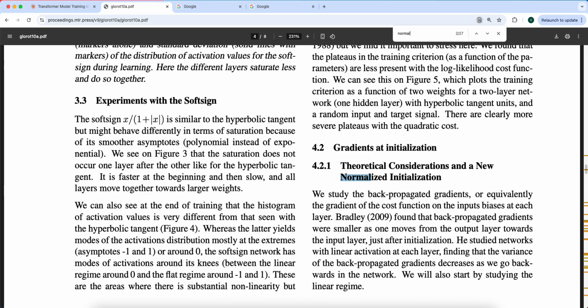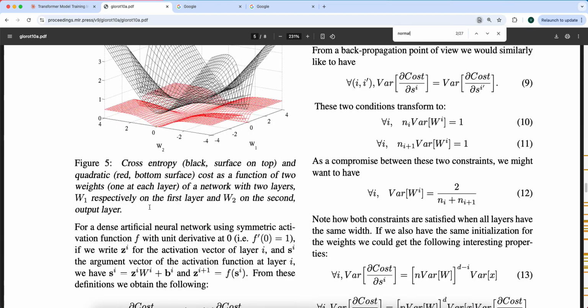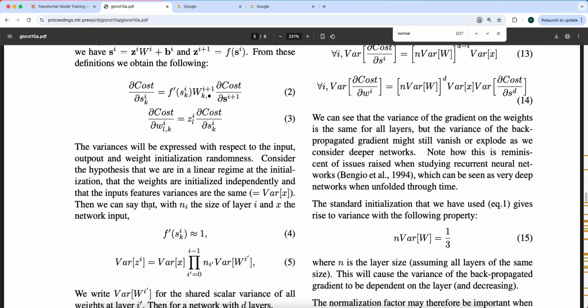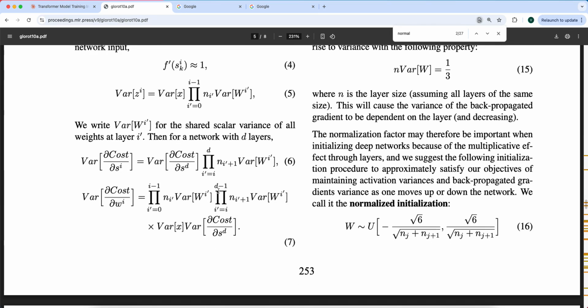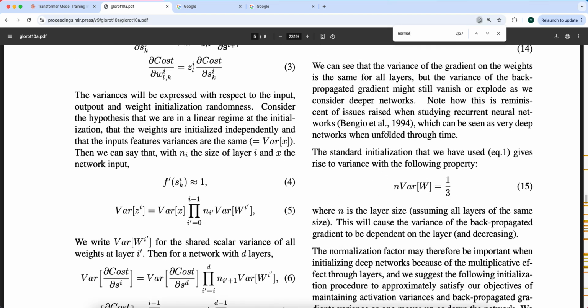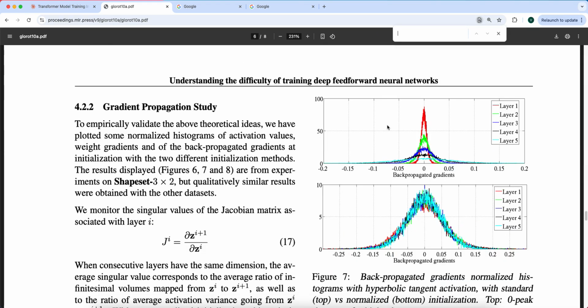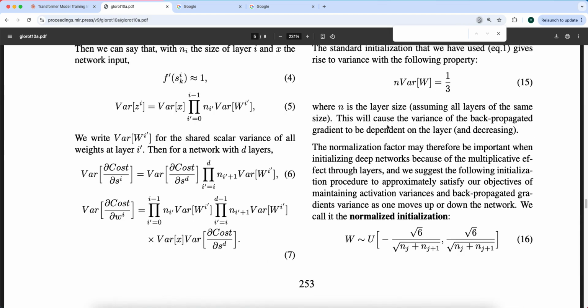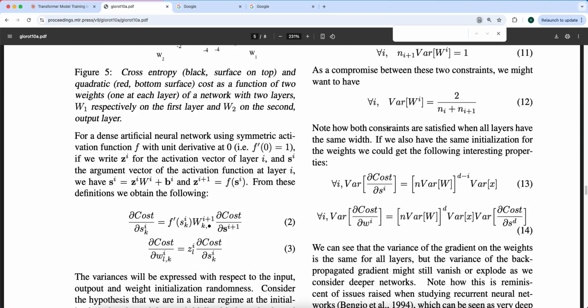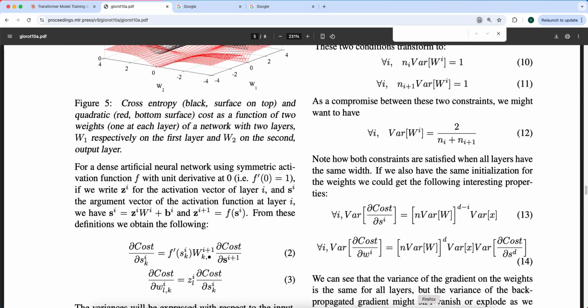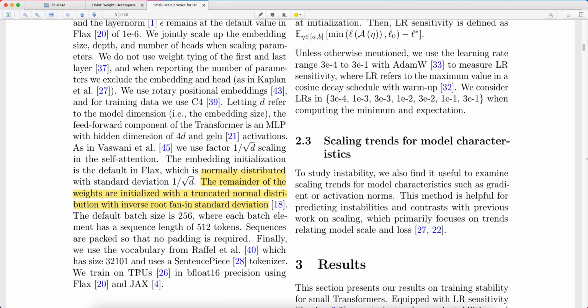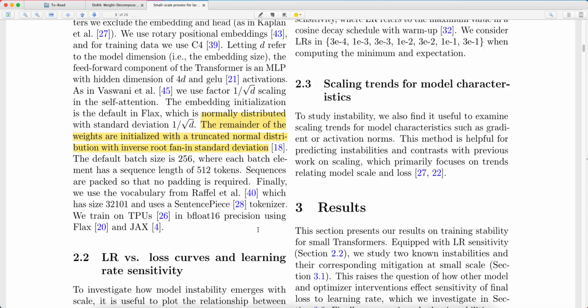Okay, theoretical considerations. Yeah, I had a feeling this is not going to work. All right, I'm going to abort this wormhole, and we're going to keep going. Train on TPUs and bfloat precision, and okay, cool.